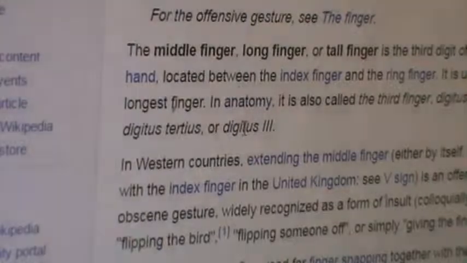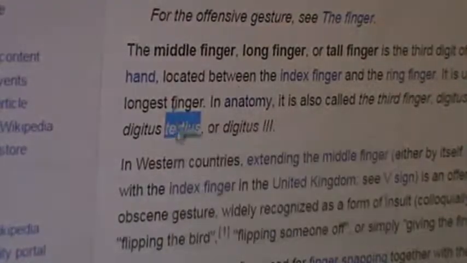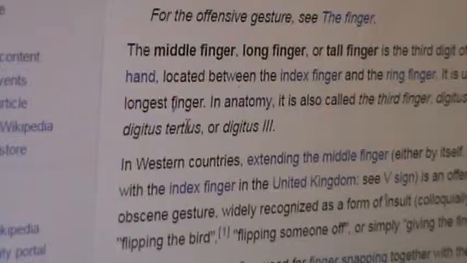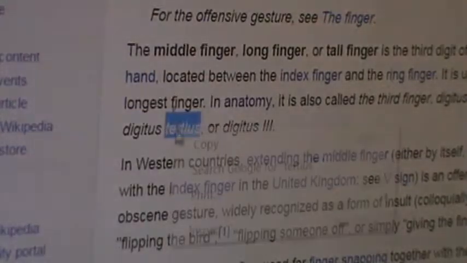If you call it digitus 3, that works as well. Now this is the only one that doesn't work in the scientific nomenclature, but tertius is +1 for Father. You can take that as the last word.